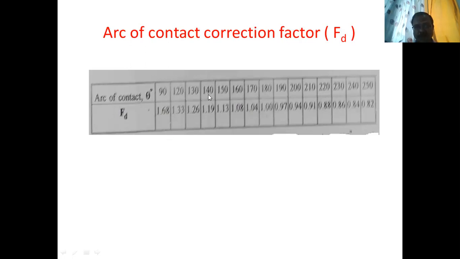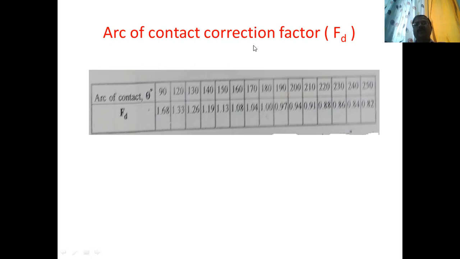for finding the value of Fd. If the value of theta is somewhere in between any of these two values, then we have to interpolate for calculating the value of Fd. If it is exactly one of these values, then we can directly select the value of Fd. There will be no need of interpolation. Interpolation will be only needed if the value is not exactly one of these given values.